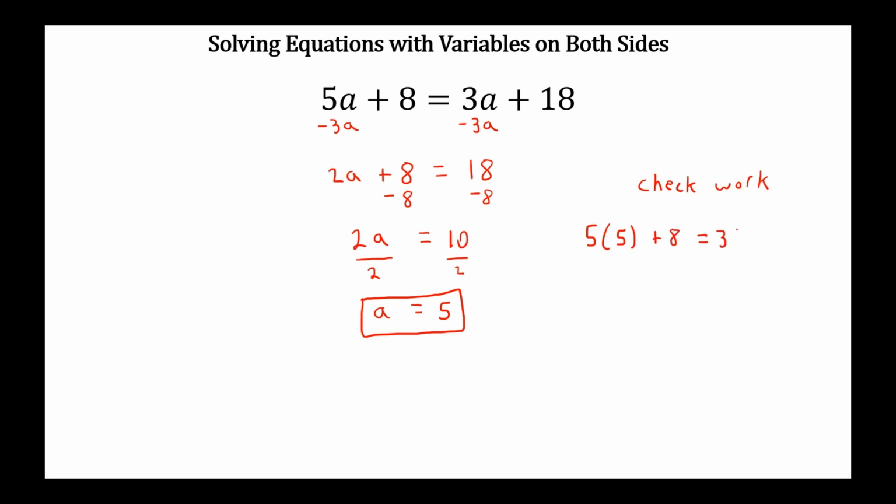Now on the right side, I have 3 times 5 plus 18. So now let's see if the right side equals the left side if a equals 5. 5 times 5 is 25, so I have 25 plus 8. 3 times 5 is 15, so I have 15 plus 18. 25 plus 8 is 33. 15 plus 18 is also 33. Since the left side equals the right side, I can say yes, a does equal 5.